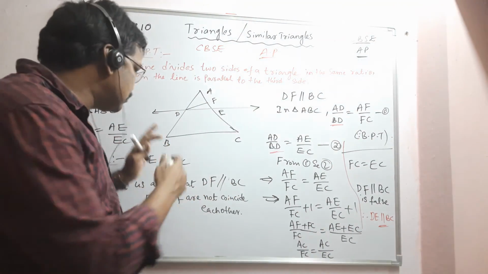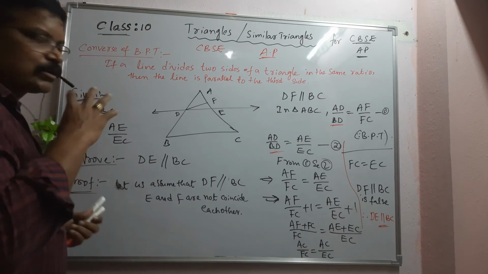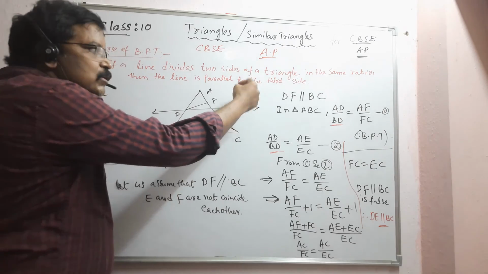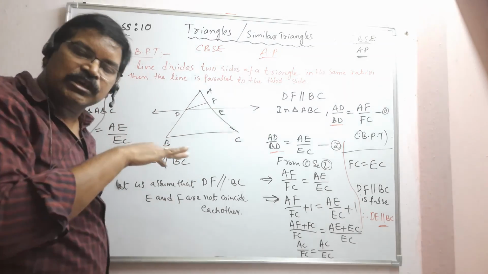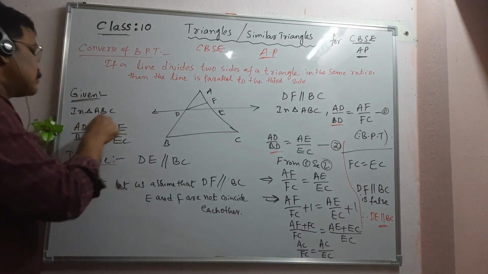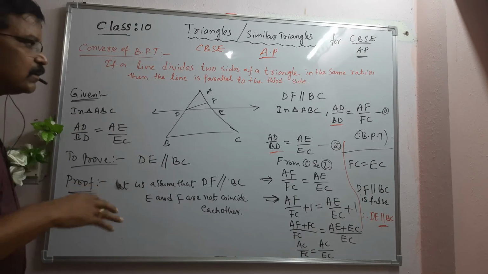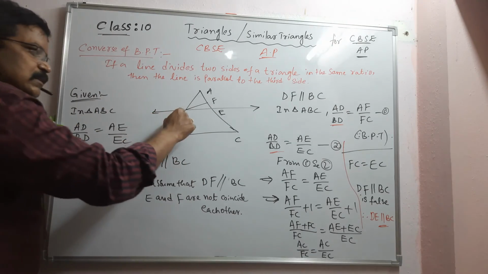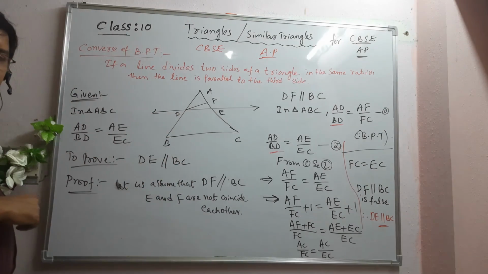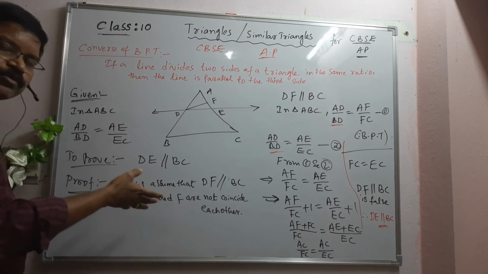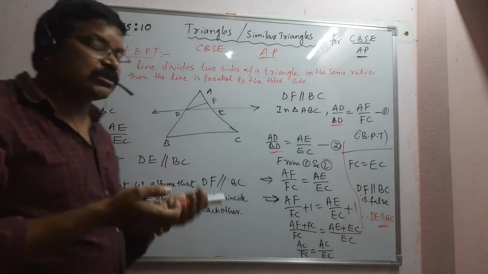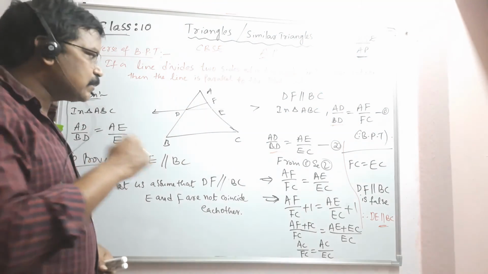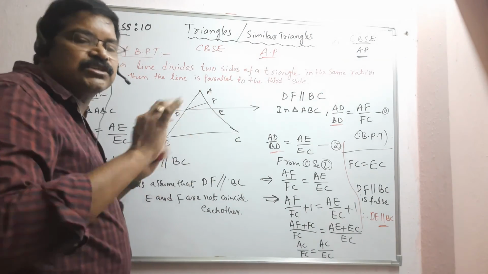Let me revise the whole theorem here, right? Okay. What is the statement? If a line divides two sides of a triangle in the same ratio, that means AD by BD is equal to AE by EC, then this line is parallel to the third side. That means this DE is parallel to BC. That is to be proved. Here we have taken an assumption. We assume that this DF is parallel to BC. That means here E and F do not coincide with each other.